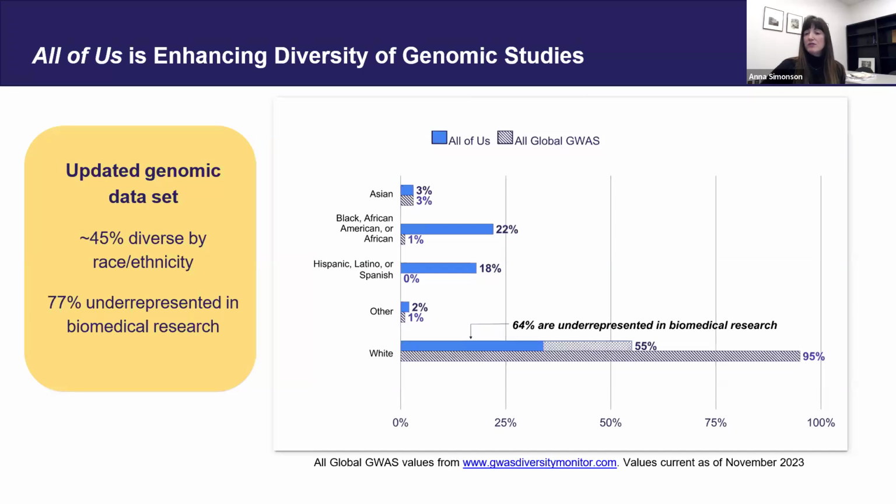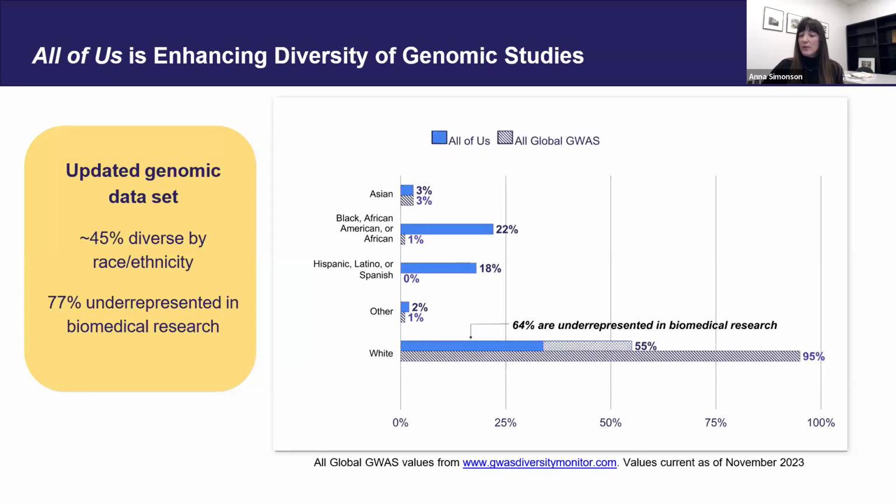So one of the most unique aspects of the data is the rich genomic data that's available. So you can see here that All of Us has a more diverse data set than most other genome-wide association studies. For instance, in other studies, the percentage of Black, African American, or African participants is 1%, but in All of Us, this number is about 22%.